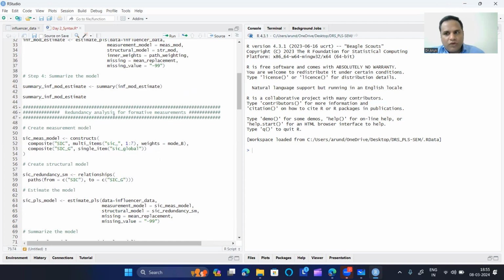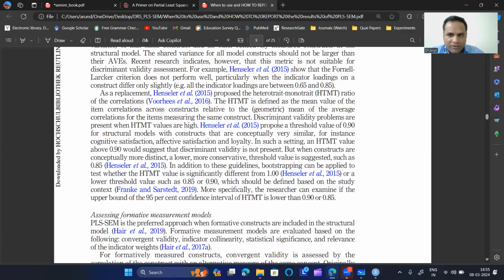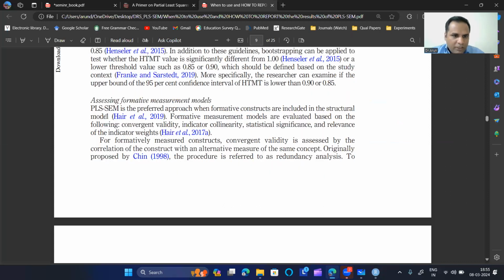Now, before I proceed to the redundancy analysis, let me take you to some of the write-ups. All of you, again, this is the same paper, when to report and how to report the results of PLS-SEM, published in the A-star journal European Business Review by Professor Hair et al. So here you focus on assessing formative measurement models. I'm reading this, all of you just pay attention. PLS-SEM is the preferred approach when formative constructs are included in the structural model.